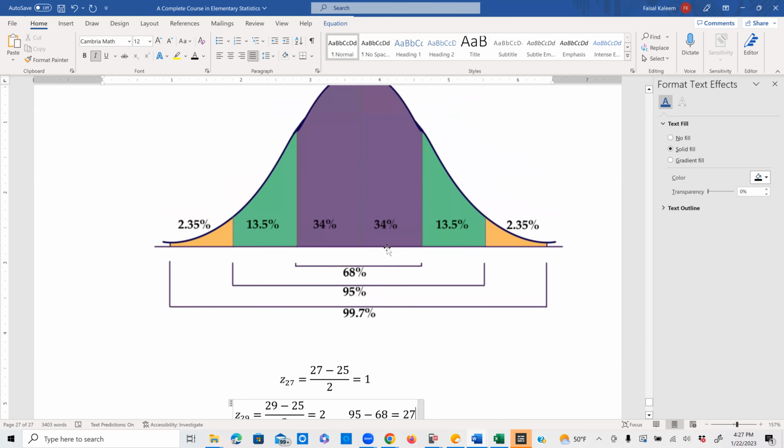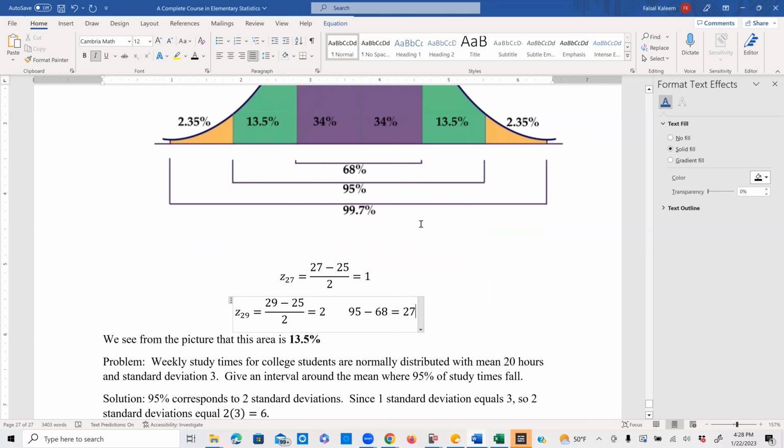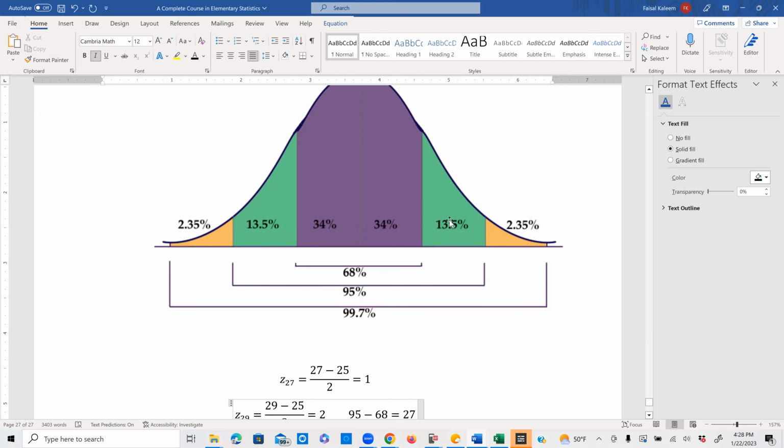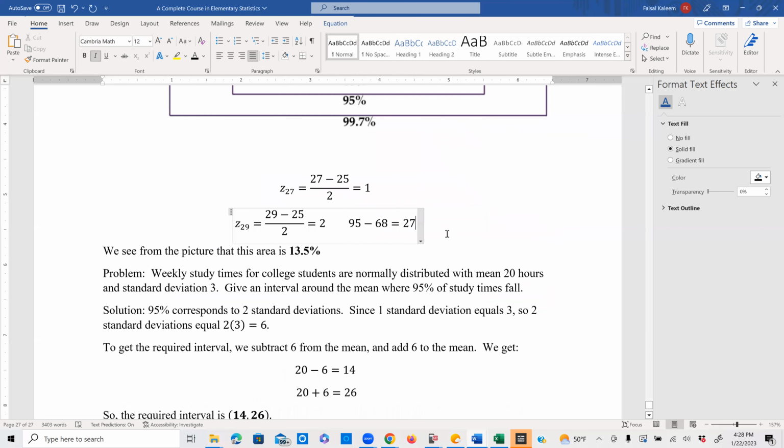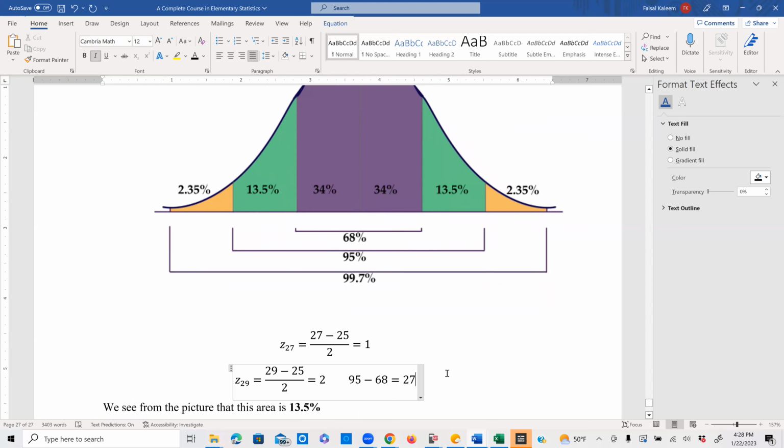So that means that the area, this green area plus this green area is 27 because this together with the 68 has to add to 95 total. So if this green plus this green is 27, then each of the halves will be 27 divided by 2. And 27 divided by 2 is 13.5. And that's how we got 13.5% here and 13.5% here.